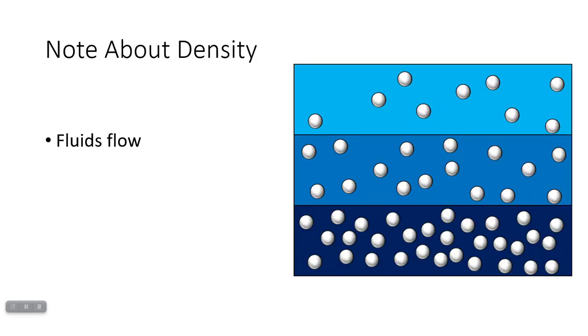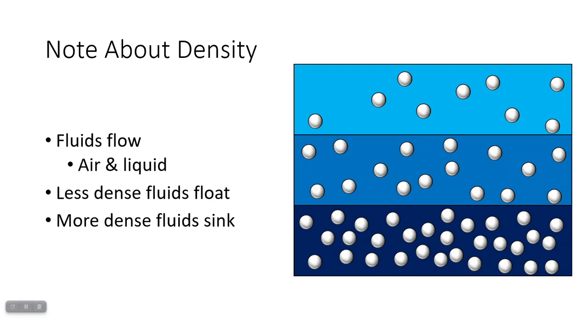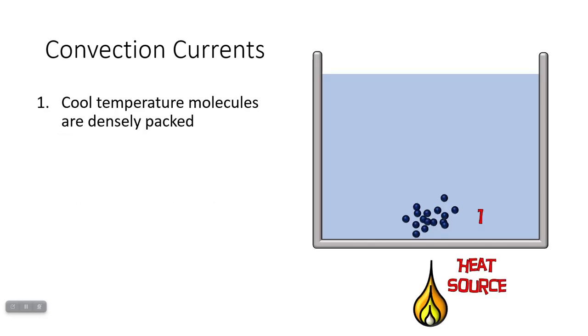Before we move on, we need to talk a little bit about density. A fluid is anything that can flow. That includes air, gases, and liquids. So, you can have air flowing, you can have water flowing. Anything that is less dense is going to float. Notice we have at the top here a less dense fluid and it's floating on top. Anything that is more dense is going to sink. And this is going to become really important when we talk about convection currents.